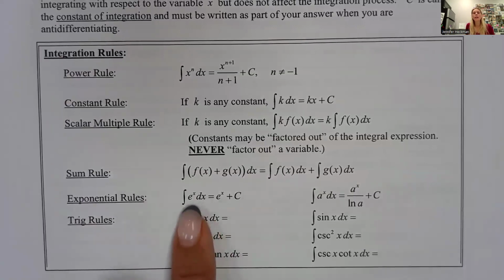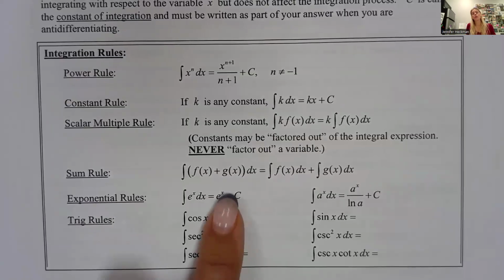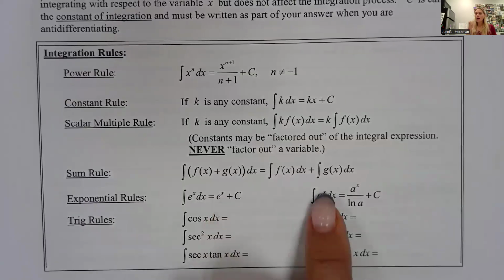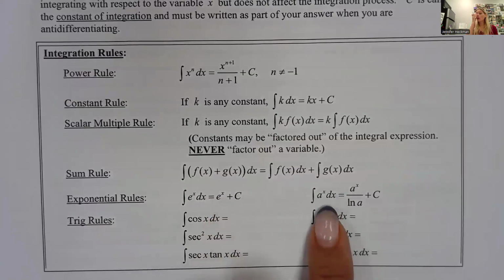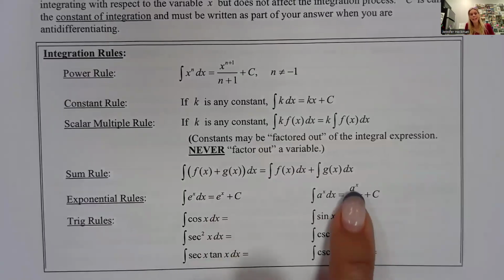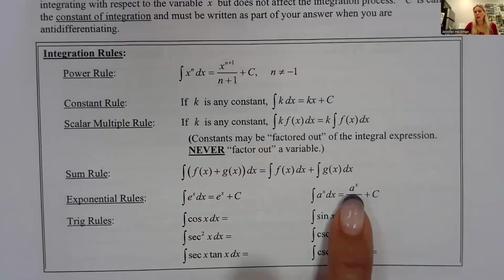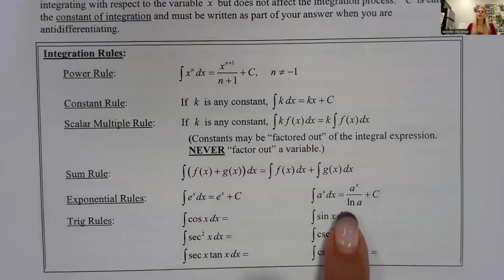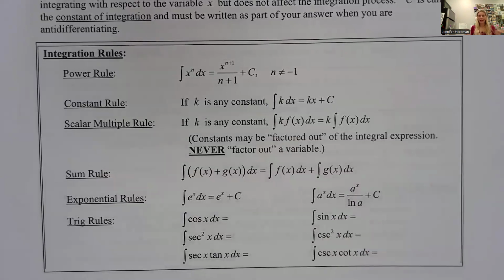So the integral of e to the x is still e to the x, but don't forget the plus c, right? The integral of a to the x, so this is exponential. So remember, it's itself, but usually when we go forward, right, it's itself, and we multiply by ln of the base. So since we're going backwards, we're going to divide by ln of the base. So you got to change your frame of mind of going forwards or backwards, okay?